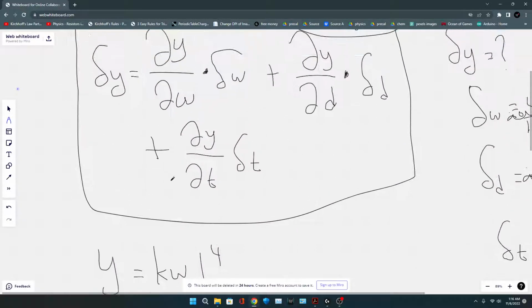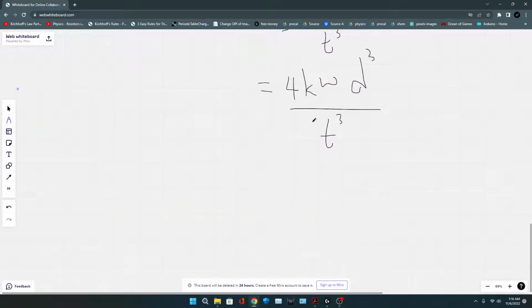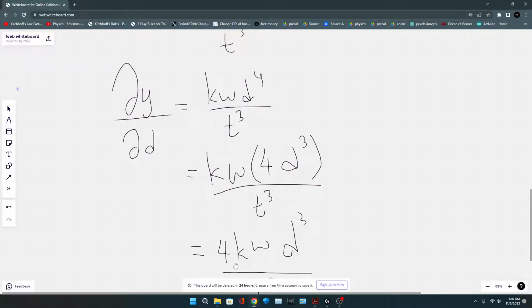Sekarang lagi apa lagi kita perlukan? Kita perlukan last sekali komponen kita adalah delta y over delta t. Okay, delta y over delta t pun senang je lah, buat benda yang sama. Buat benda yang sama je. Delta y over delta t. Buat benda yang sama, okay. kwd4.